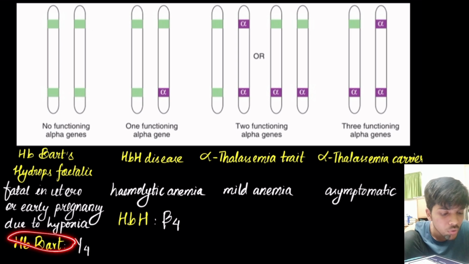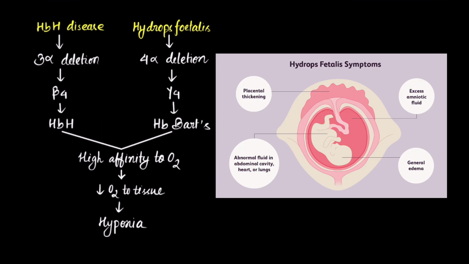What's so significant about hemoglobin Bart and HbH? See, first there's your HbH disease, second is hydrops fetalis. In HbH disease, which is a type of alpha thalassemia, 3 alpha genes are deleted. In hydrops fetalis, 4 alpha genes are deleted. As a result, in HbH disease, due to the deletion of 3 alpha genes, tetramer of 4 beta chains takes place, leading to formation of H hemoglobin. In case of hydrops fetalis, due to the deletion of all 4 alpha genes, there is tetramer of gamma that is formed, leading to the formation of Bart's hemoglobin.